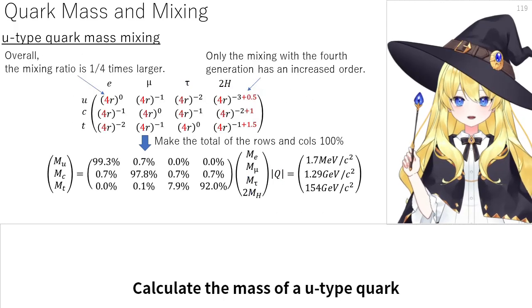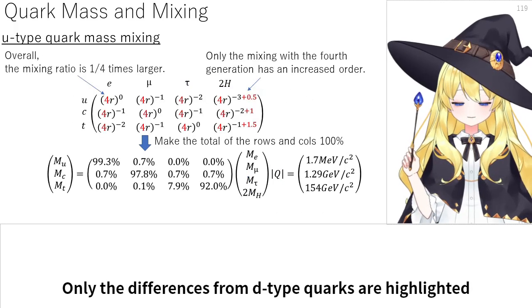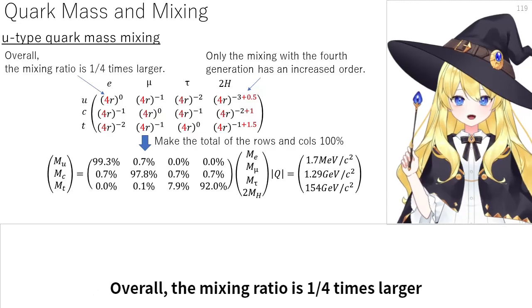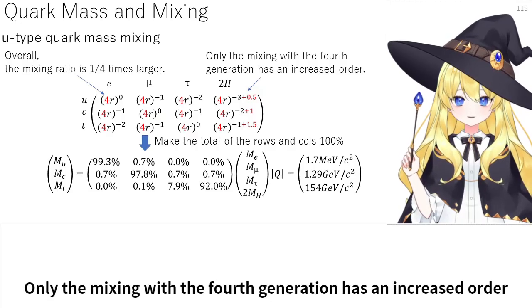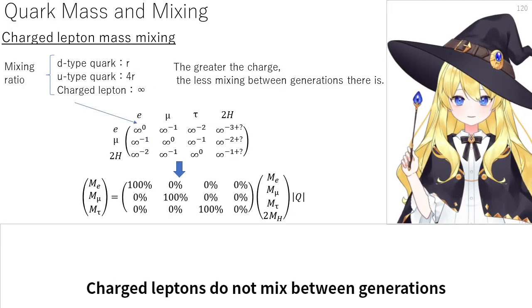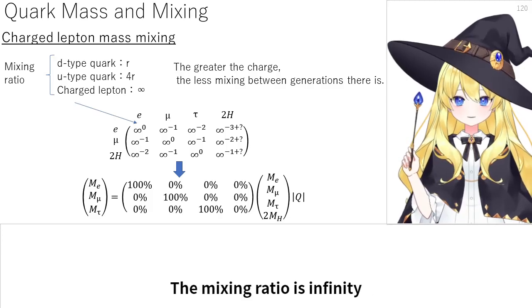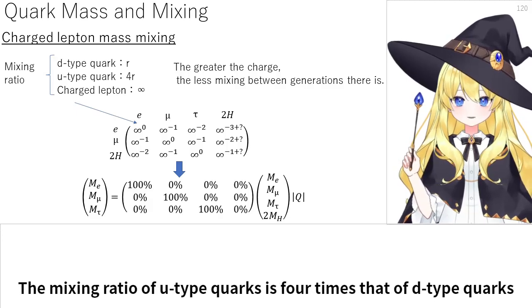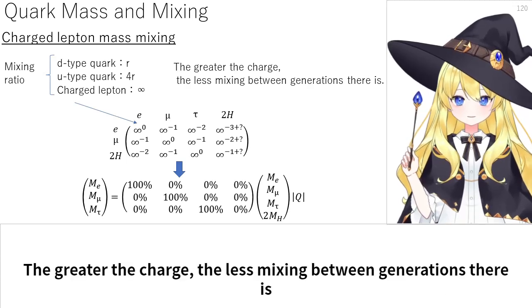Calculate the mass of a U-type quark. Only the differences from D-type quarks are highlighted. Overall, the mixing ratio is 14 times larger. Only the mixing with the 4th generation has an increased order. We've shown the same thing for charged leptons. Charged leptons do not mix between generations. The mixing ratio is infinity. The mixing ratio of U-type quarks is 4 times that of D-type quarks. The greater the charge, the less mixing between generations there is.